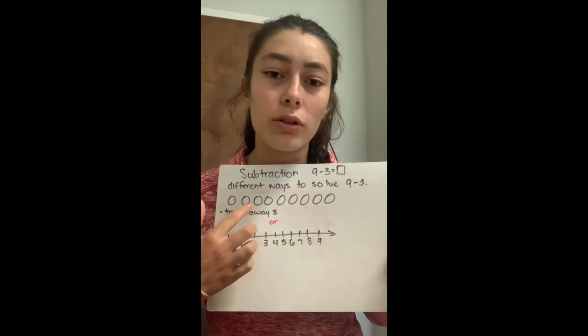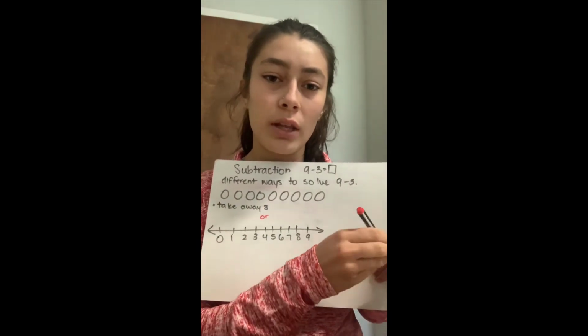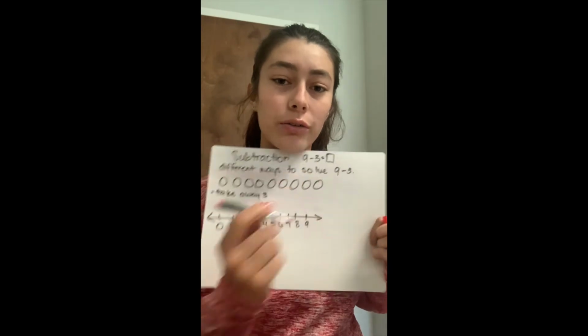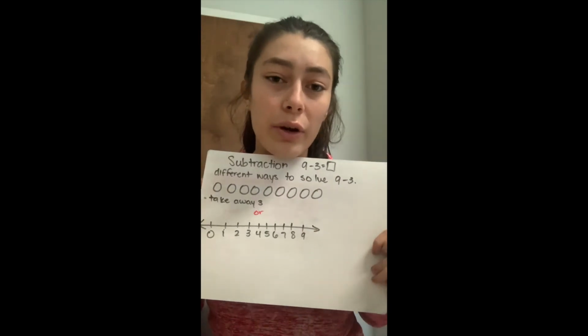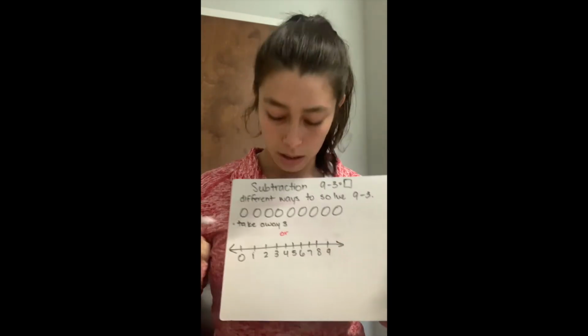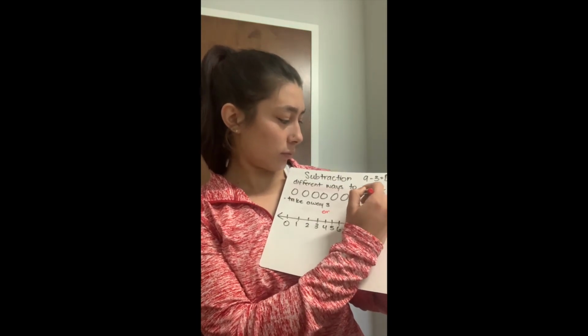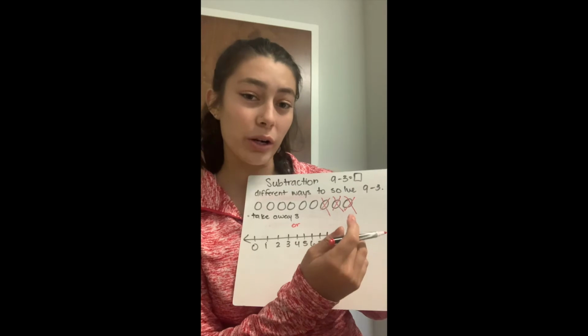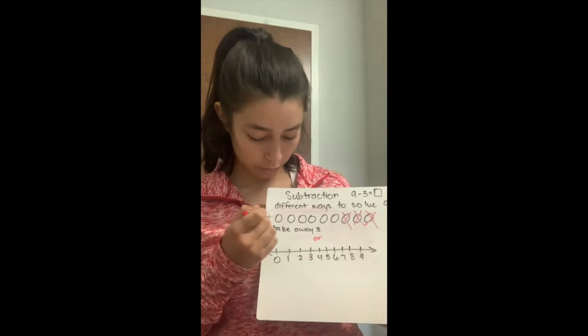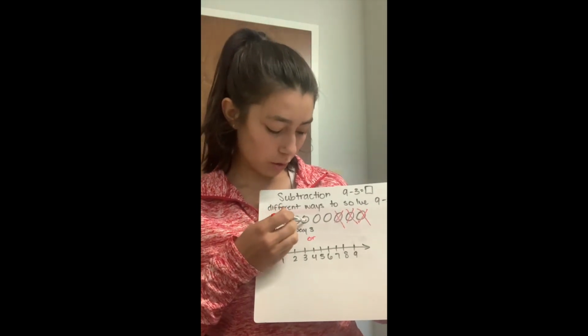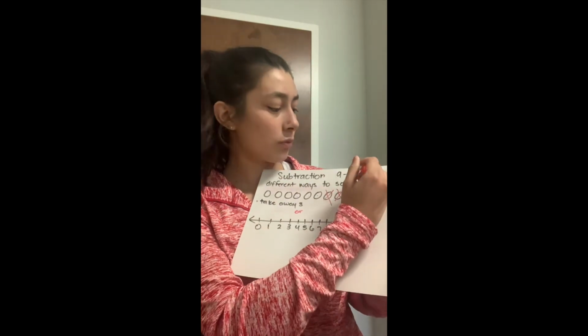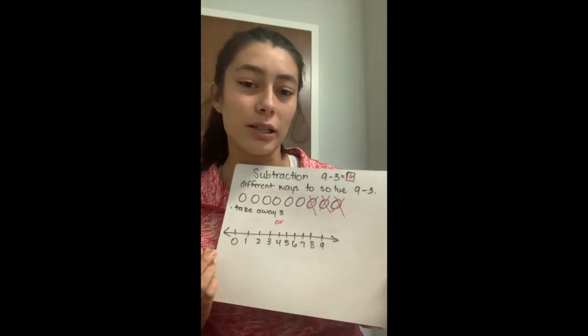And I'm going to draw 9 circles. And I want to take away 3, right? Because taking away would be subtracting from it. So I'm just simply going to exit. I'm going to mark 3 off, and then I'm going to recount. So I have 1, 2, 3, 4, 5, 6. So I know 9 minus 3 is 6.